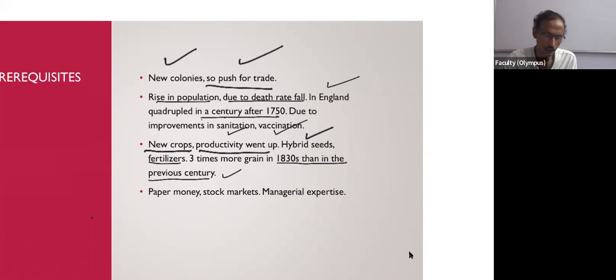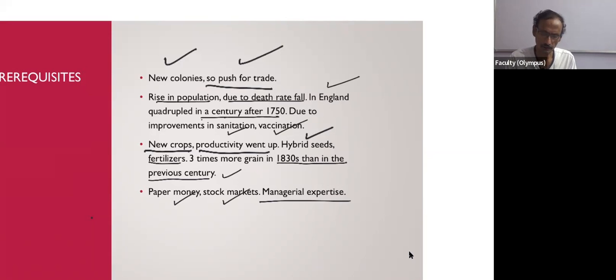Because of trade, paper money came, stock market, managerial expertise came. Why? Because of trade and merchant classes. So these things provided a background.